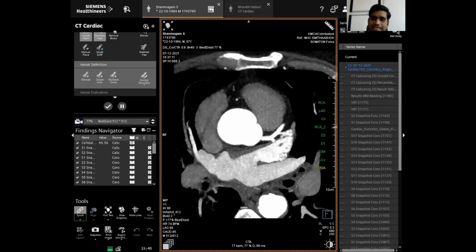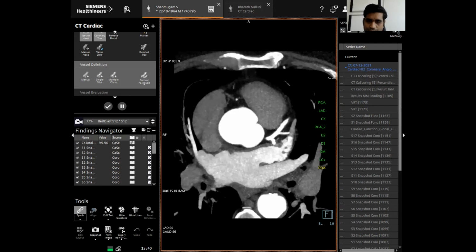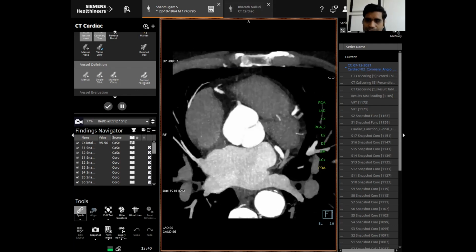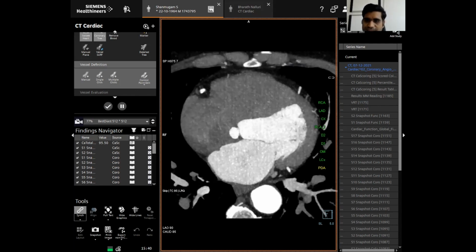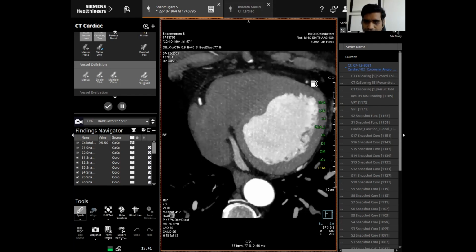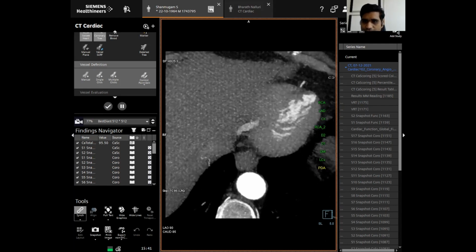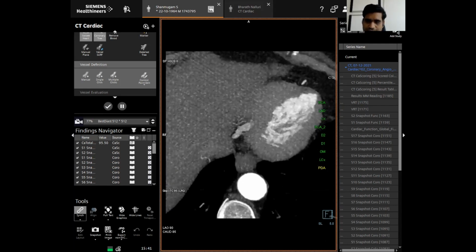In a few cases, it can trifurcate. In those cases, the third artery will be the ramus intermedius. So here we are seeing the bifurcation. This is the left anterior descending artery, which runs in the anterior interventricular groove and reaches the apex of the heart. Then it curves around the apex for a shorter distance.